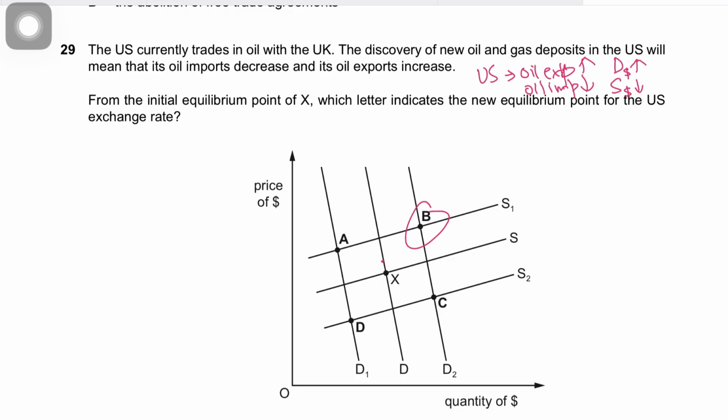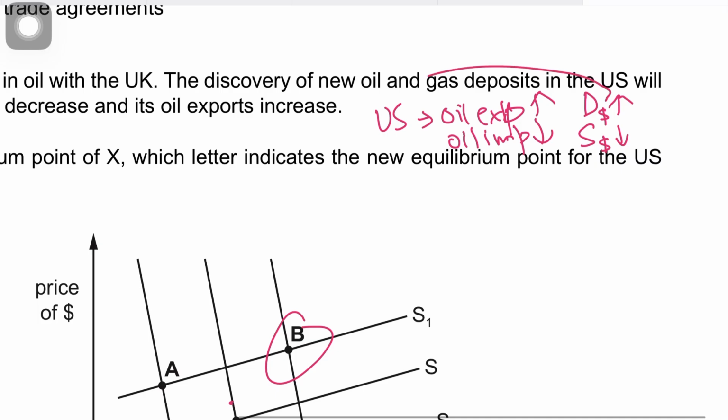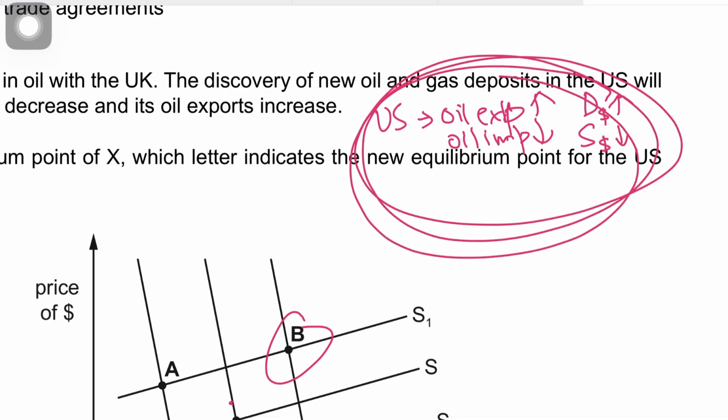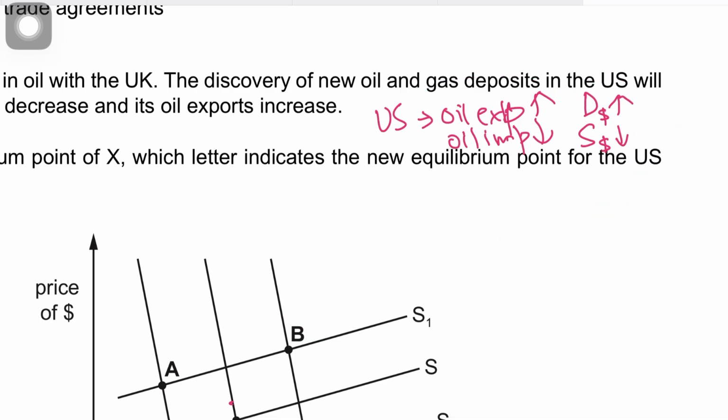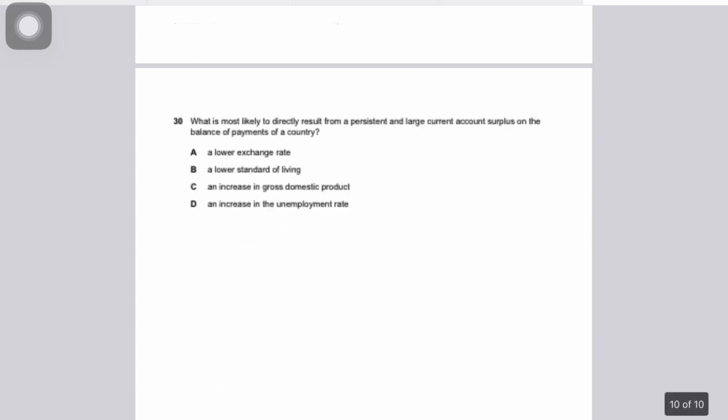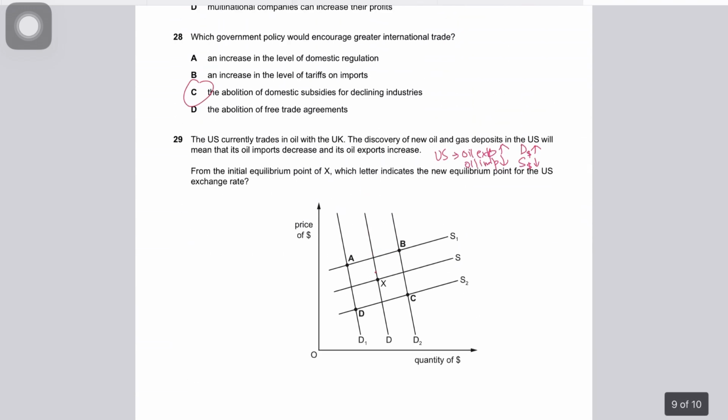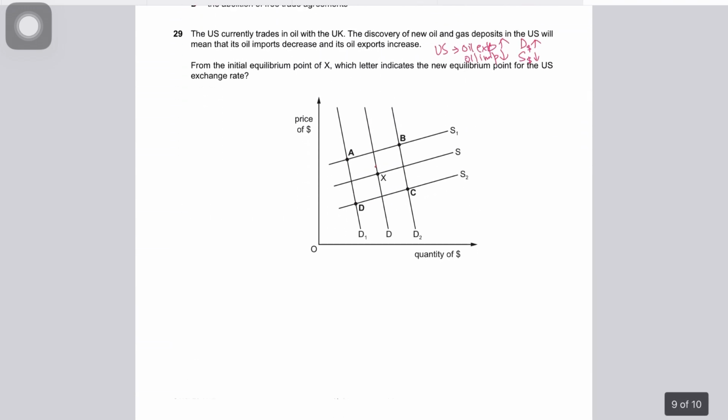So for this, you need to know that if oil exports are going up, the demand for the currency rises, because when you're exporting more, you need that currency to pay the firms of those countries, right? So demand for your currency goes up, and if you're importing less, the supply of your currency goes down. For these sort of MCQs, you need to know what influences demand and supply of the currency. And the revision MCQ booklet that I've recently shared has all these points.